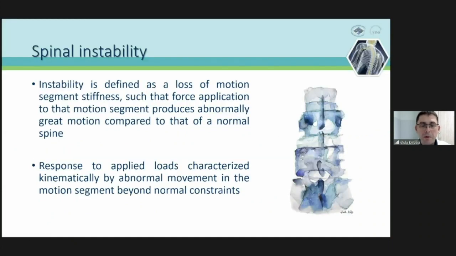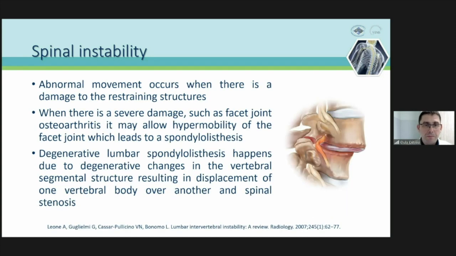The definition of lumbar spinal instability was hard to be universally accepted due to its different meaning to clinicians, radiologists, and bioengineers. And the most acceptable one was proposed relying on biomechanics. So instability is defined as a loss of motion segment stiffness, such that force application to the motion segment produces abnormally great motion compared to that of a normal spine. In other words, instability can be defined as a response to applied loads characterized kinematically by abnormal movement in the motion segment beyond normal constraints.